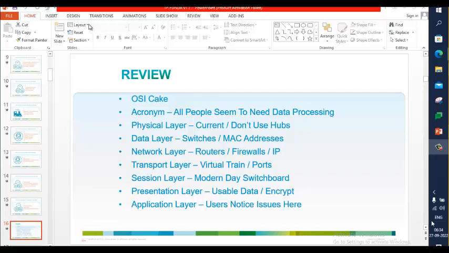That common language, that common standard, that common preparation method is what Open System Interconnect is. And the preparation is of seven steps or seven layers, starting from physical layer to application layer.